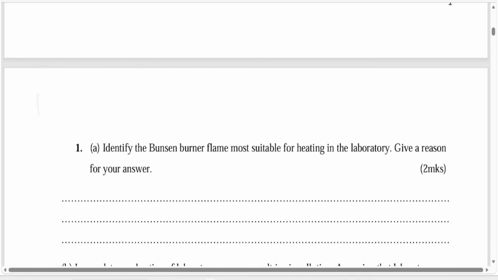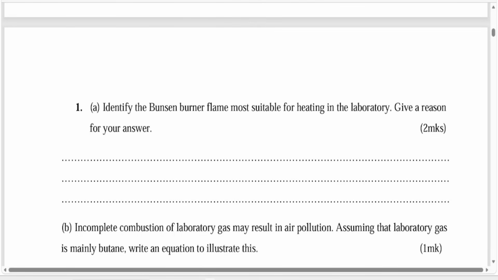Question number 1. Identify the Bunsen burner flame most suitable for heating in the laboratory. Give a reason for your answer. We need to understand that we have two main types of Bunsen burner flames. We have the non-luminous flame and the luminous flame. The non-luminous flame is the most suitable flame for heating in the laboratory, simply because it produces a lot of heat and it does not produce soot, something that is there in the luminous flame.